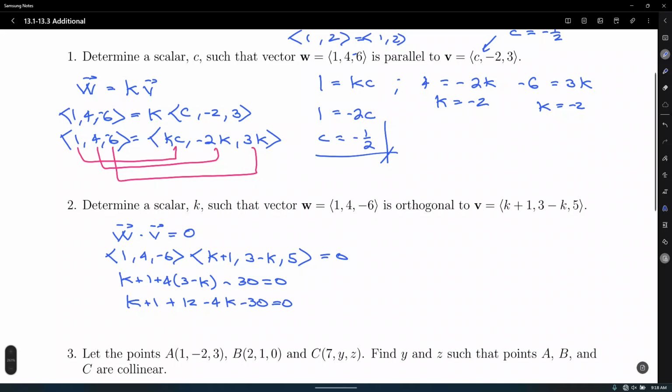Combine like terms. k minus 4k, that's negative 3k. 1 plus 12, that's 13, minus 30, is that negative 17? Set it equal to 0, keep going. So negative 3k equals 17, and k equals negative 17 thirds. Alright, so we would need to substitute negative 17 thirds into k plus 1, 3 minus k, or rather plus 17 thirds. That's going to ensure that the two vectors are going to be orthogonal. All right?